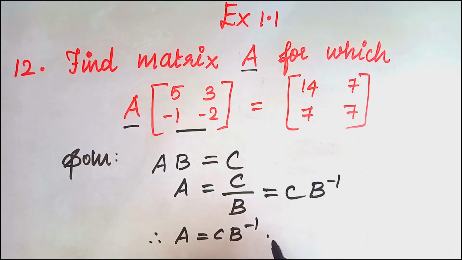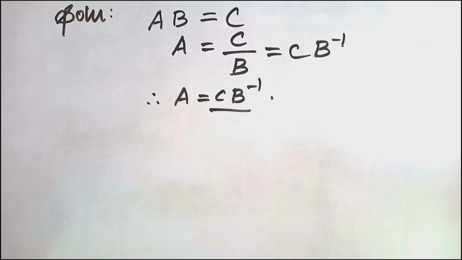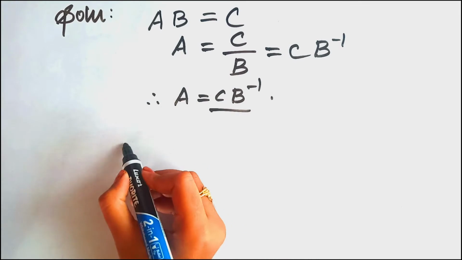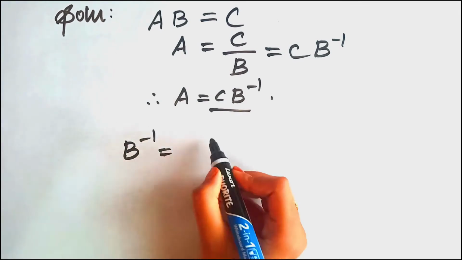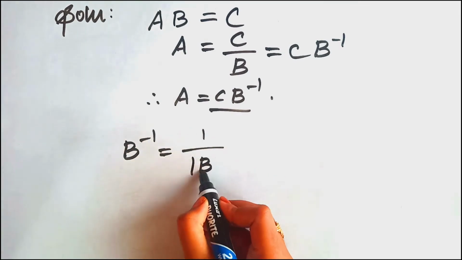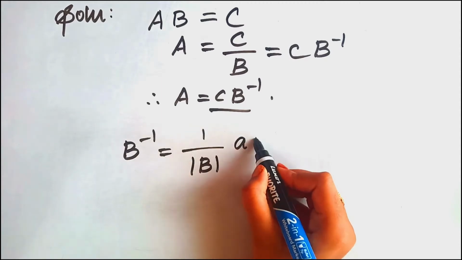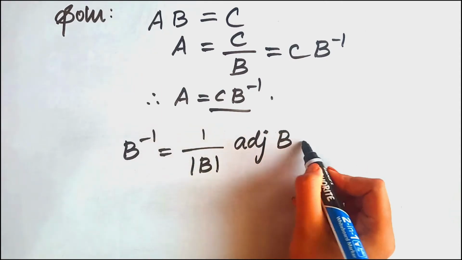Now it's easy, right? We have to take the matrix B, which is this, and find the inverse of that matrix, and after that multiply C into B inverse. So it's easy, right? So let's start. First you have to find the matrix B. For finding B inverse, the formula will be 1 divided by determinant of B into adjoint of B, right?